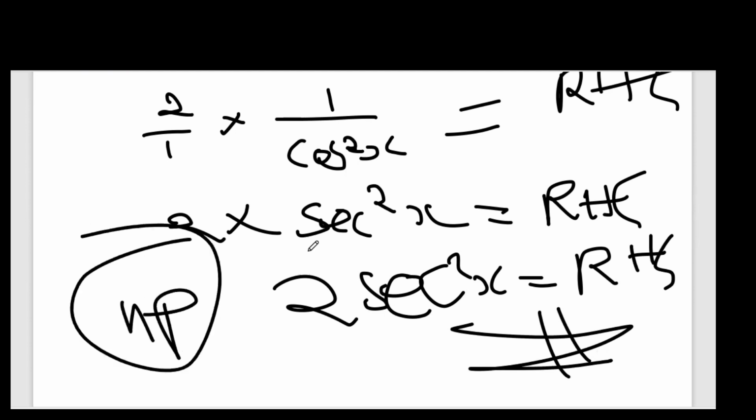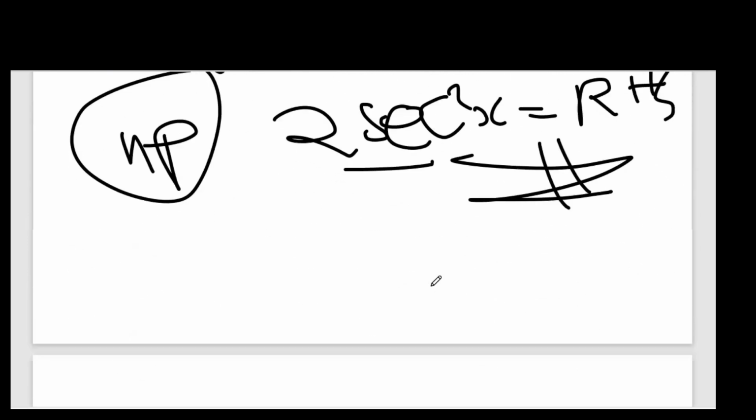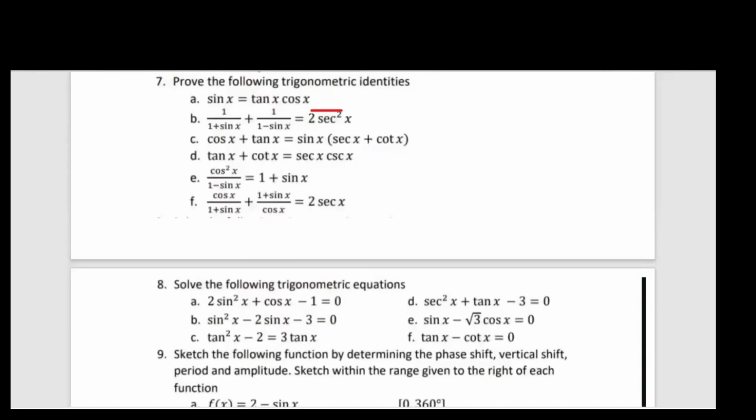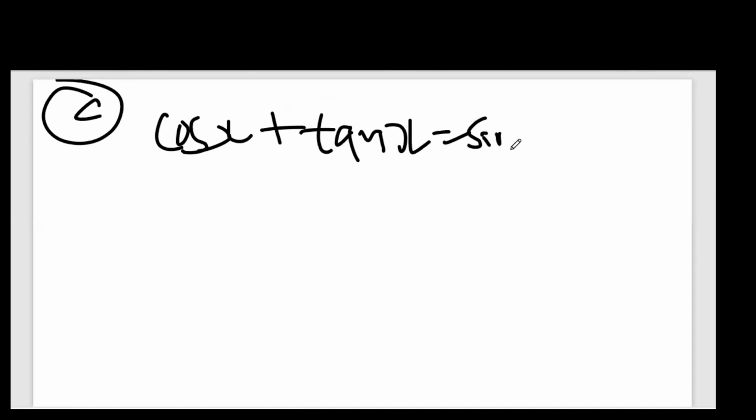Okay, hence proved. We've proved that whatever we had on the left is equal to whatever we had on the right. Okay, let's go to another one, which is C, and see what it has for us. We have cos x plus tan x equals sin x, and then in the bracket you have sec x plus cot x.